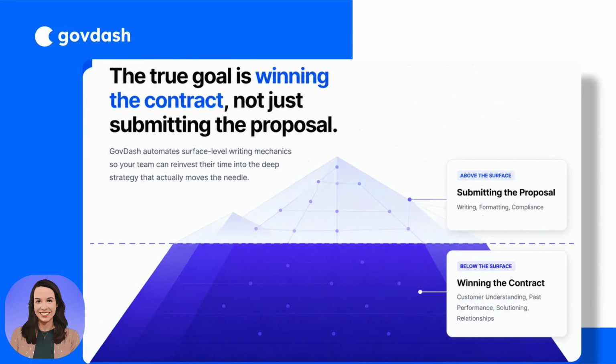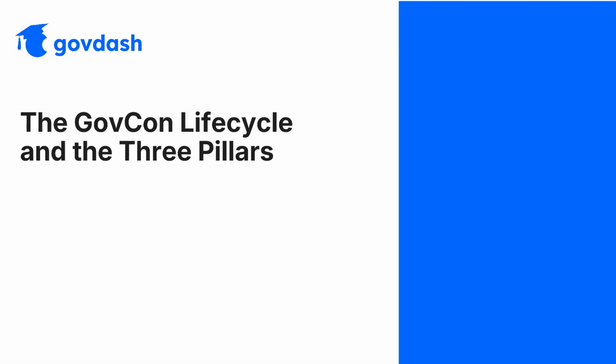The way we think about it at GovDash is simple. The goal is to win the contract, not just submit the proposal. Submission feels great. You've been working hard, you hit send, and there's a sense of accomplishment. But at the end of every proposal is a contract. And if winning is your goal, then you have to think about everything that goes into winning, not just the writing. Winning proposals aren't created in a vacuum.